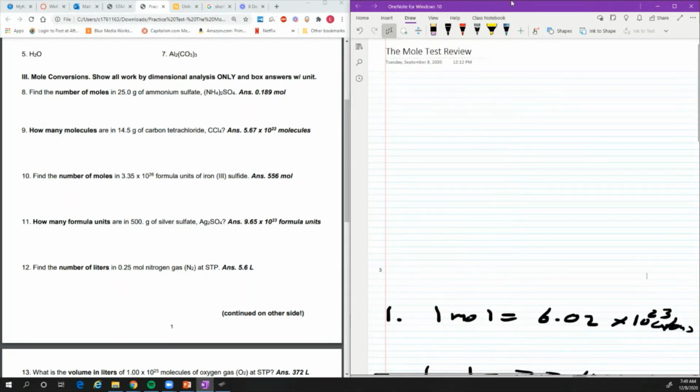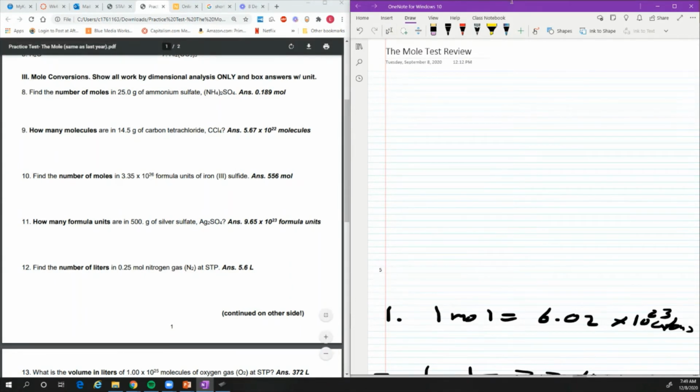All right, so for number 9, how many molecules are in 14.5 grams of carbon tetrachloride? Again, I was nice. I gave you the compound. You don't have to figure it out. But you could have, because carbon is 1, tetra is 4, so 4 chlorines. All right, but here we go. So for number 9, how many molecules, 14.5 grams.